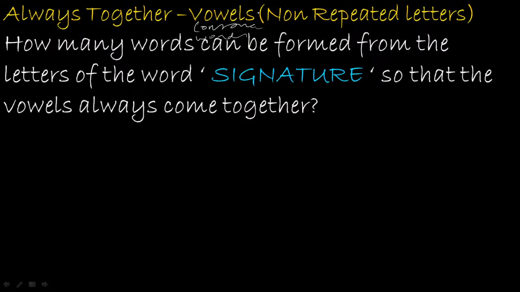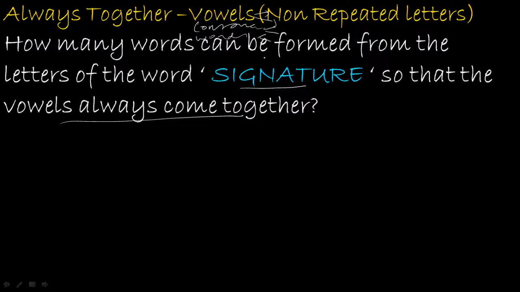Under each category, in terms of vowels, if it is repeated and non-repeated letters, how can we calculate? Here we again have 2 categories. Likewise, in consonants 2 and group of words 2. So again we have 2 more subcategories. Now let me first discuss always together in case of vowels, in terms of non-repeated letters. How can we calculate the number of arrangements? That is, how many words can be formed from the letters of the word SIGNATURE so that the vowels always come together? Here it is mentioned that the vowels always come together.